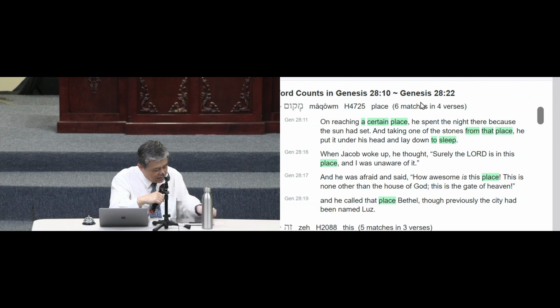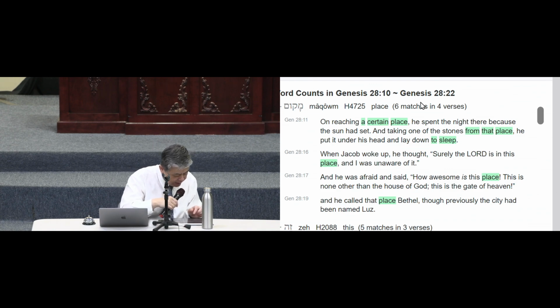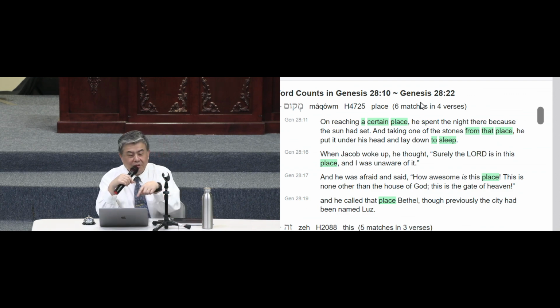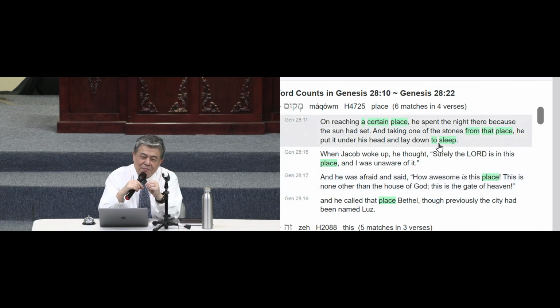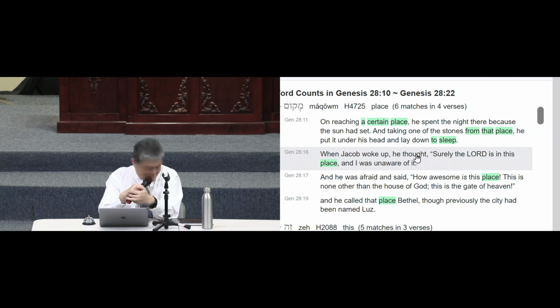So if you really want to check the Hebrew words in that verse, you can look at the right pane, the words pane, and you'll see 4725 appears here, and then 4725 appears here, and 4725 appears here. But the translators only translated it twice here in verse 11. So the last sentence should be lay down in that place to sleep. Now, when the translators translated this verse, they probably thought, it's so redundant. Why keep saying this place so many times? Just skip it. So they just translated it as lay down to sleep.